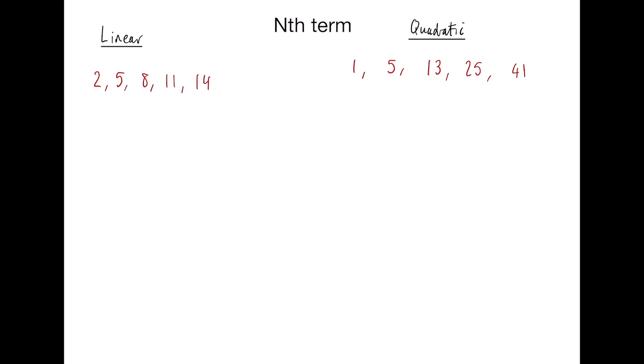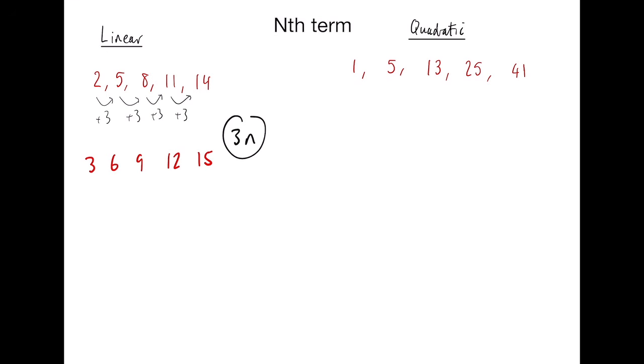So hopefully this little example will help. If not, the first thing we want to do with nth term is find the difference between the terms. As you can see here, each time we're adding 3. So we know it's going to be 3n. What we then want to do is write down the 3 times table to compare.